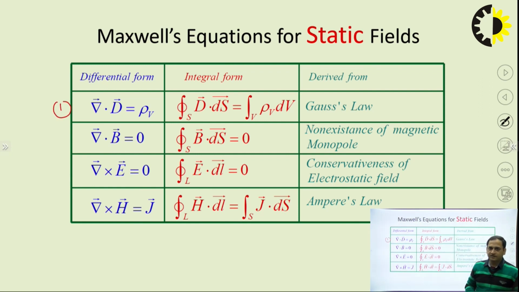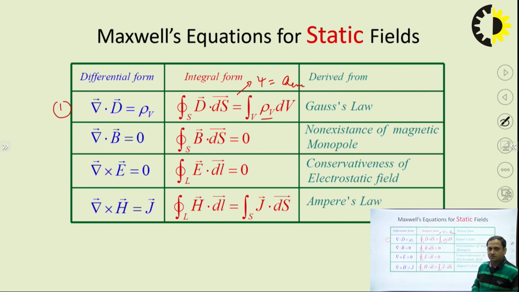We have derived this Maxwell equation in differential form from the Gauss law, which says the charge enclosed is equal to the flux lines. That is, D dot ds over the closed surface is equal to rho v into dv. So we have derived this equation from the Gauss law, which was psi is equal to charge enclosed.